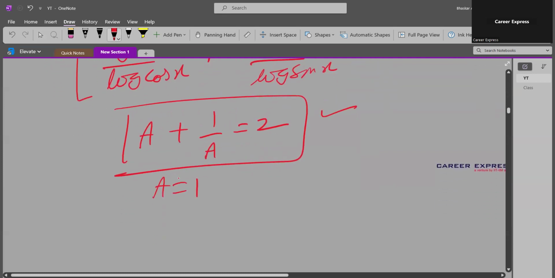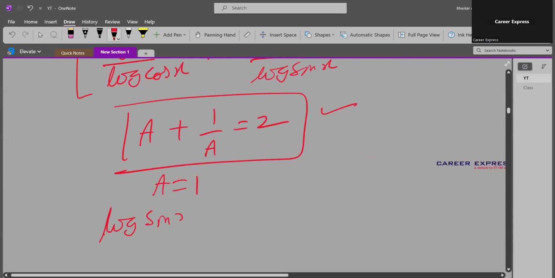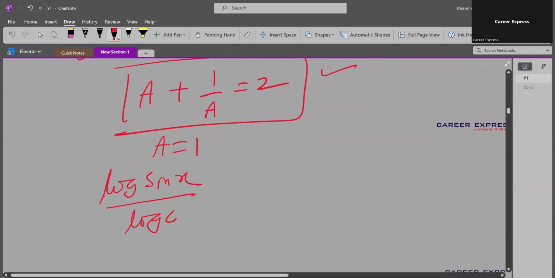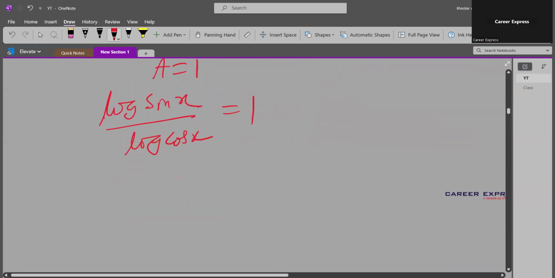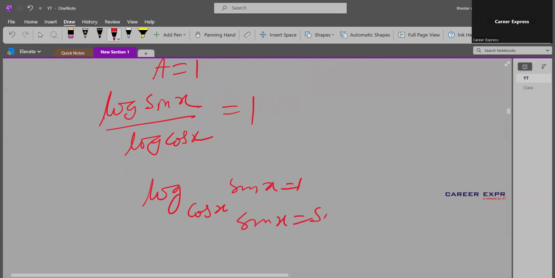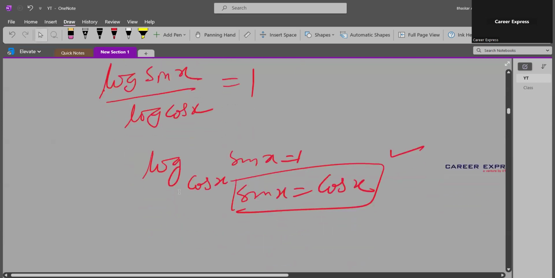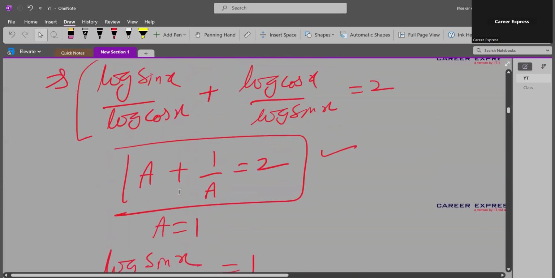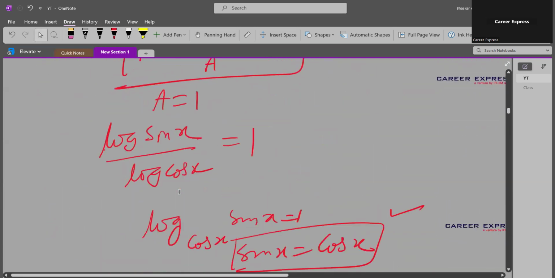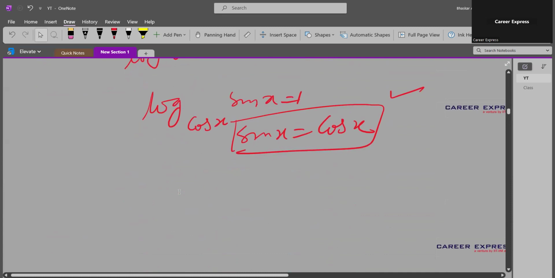That means log sin x upon log cos x, that must be 1, or log_{cos x} sin x is 1. That means sin x is equal to cos x. So that much we get from this log equation. But we still haven't found what can be the values of x that can satisfy this condition. So if sin x is equal to cos x, then it seems pretty easy now. We can say tan x is 1.